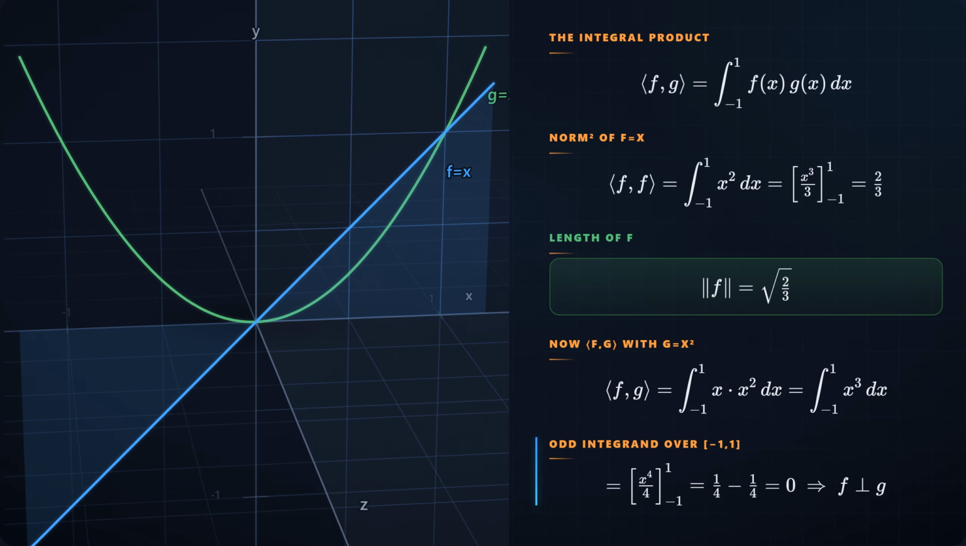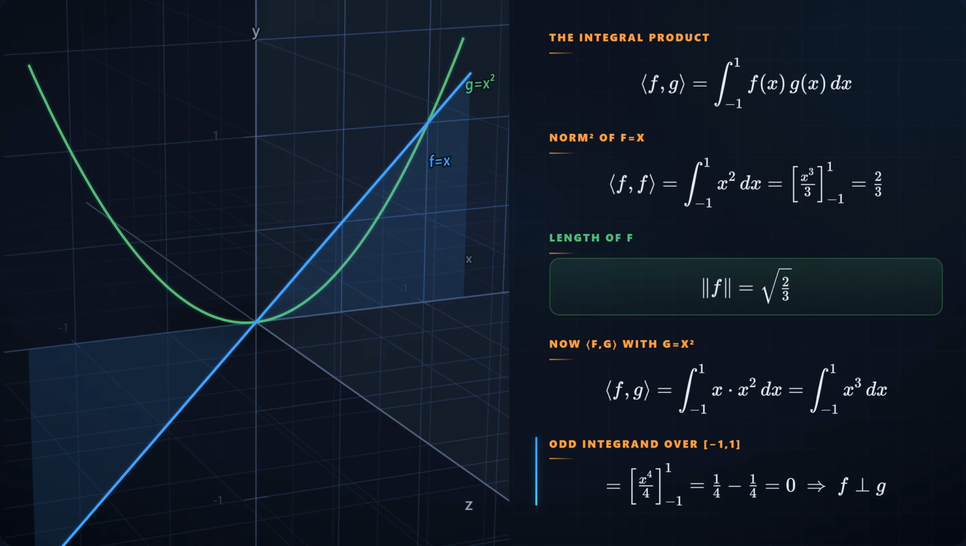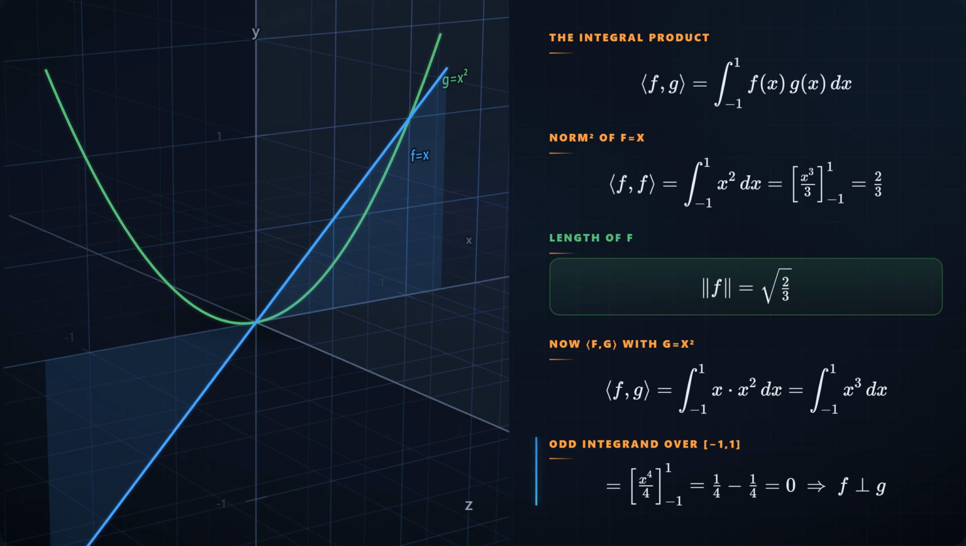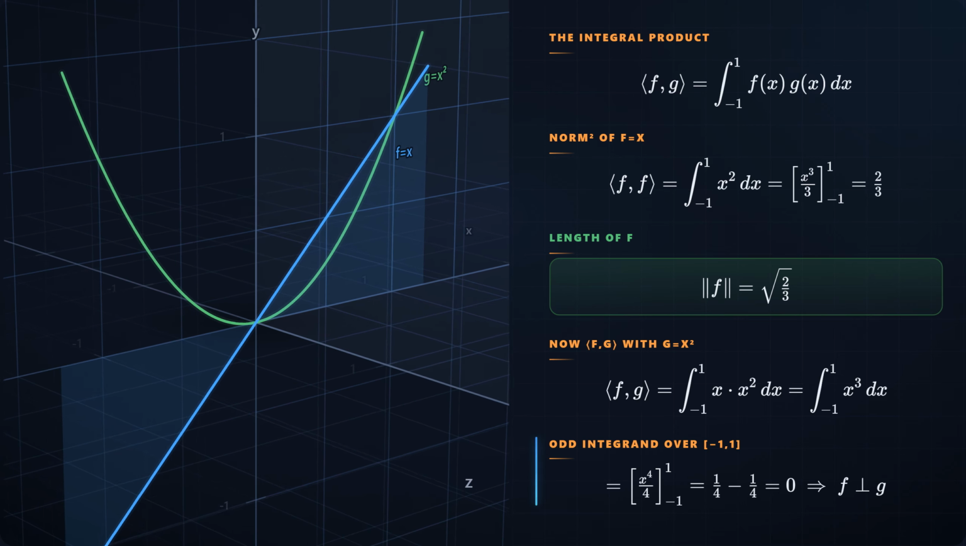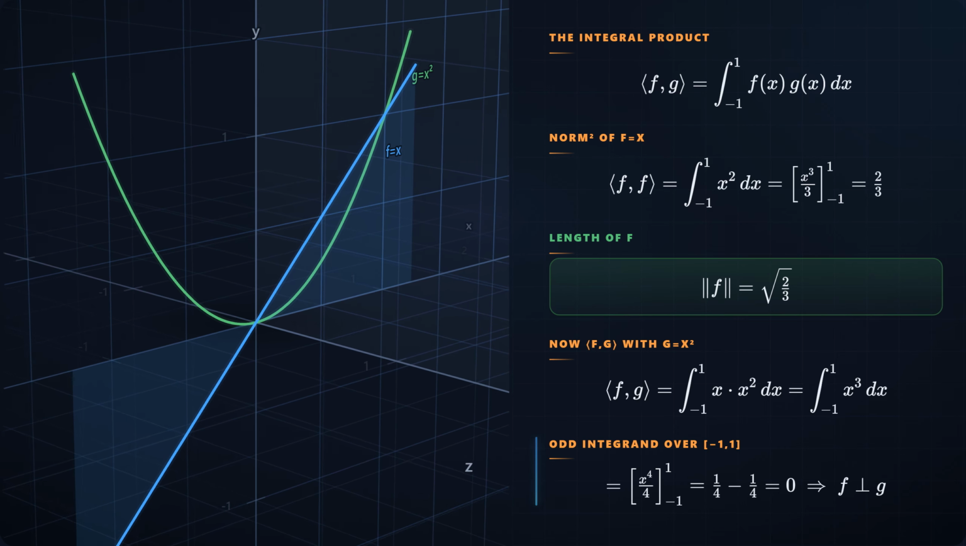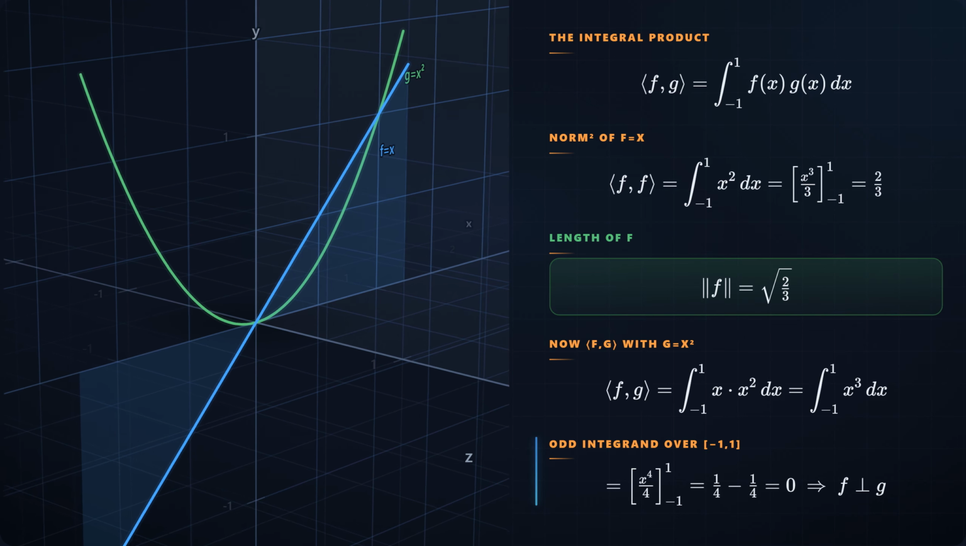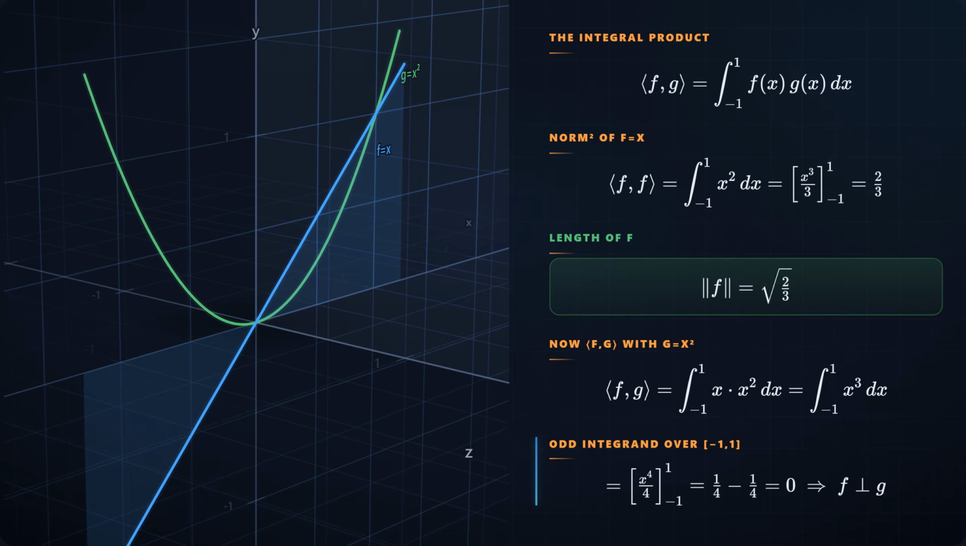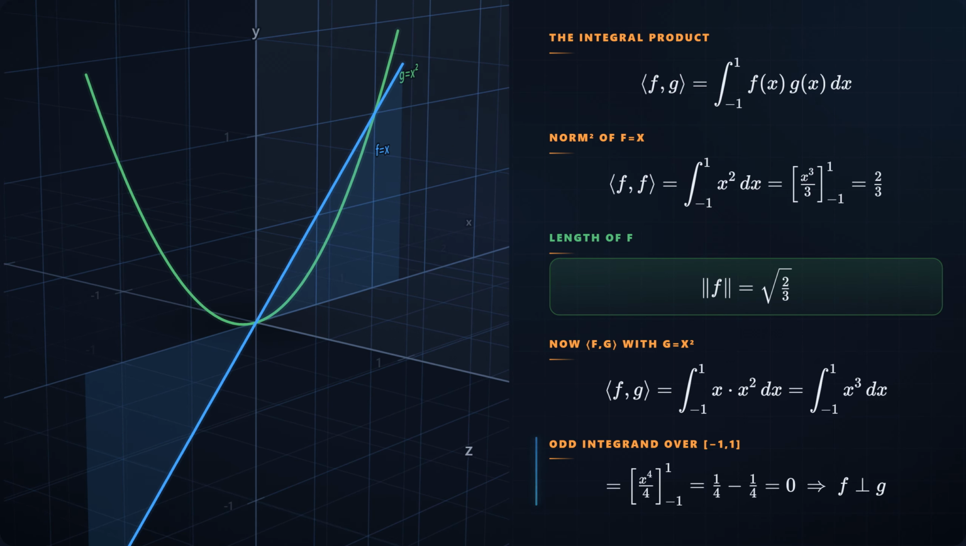X cubed is an odd function, and integrating an odd function over a symmetric interval gives 0. The antiderivative x to the fourth over 4 takes the same value at both ends, 0. So x and x squared are orthogonal, perpendicular functions, even though nothing about them looks like a right angle.